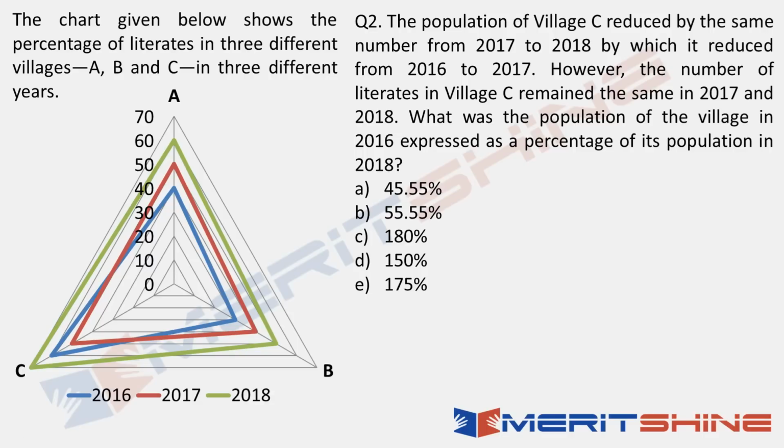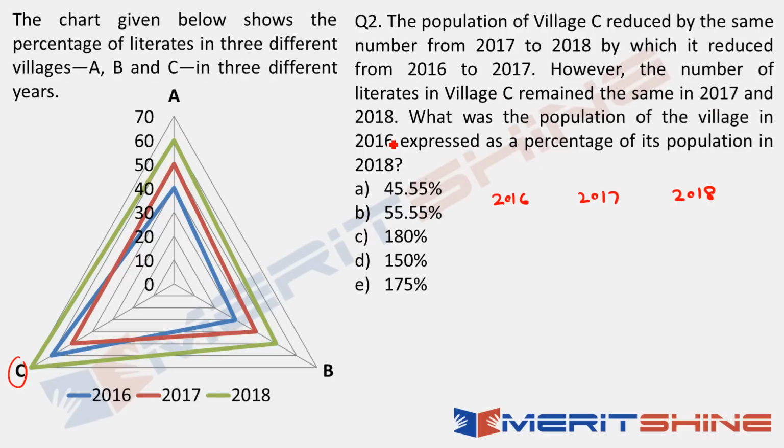Alright, let's discuss it now. What does it say here? The population of village C reduced by the same number from 17 to 18, by which it reduced from 16 to 17. So the population is reducing here. So it's like an arithmetic progression. It says by the same number, not the same percentage, but the same number, right? However, the number of literates in village C remained the same in 17 and 18.